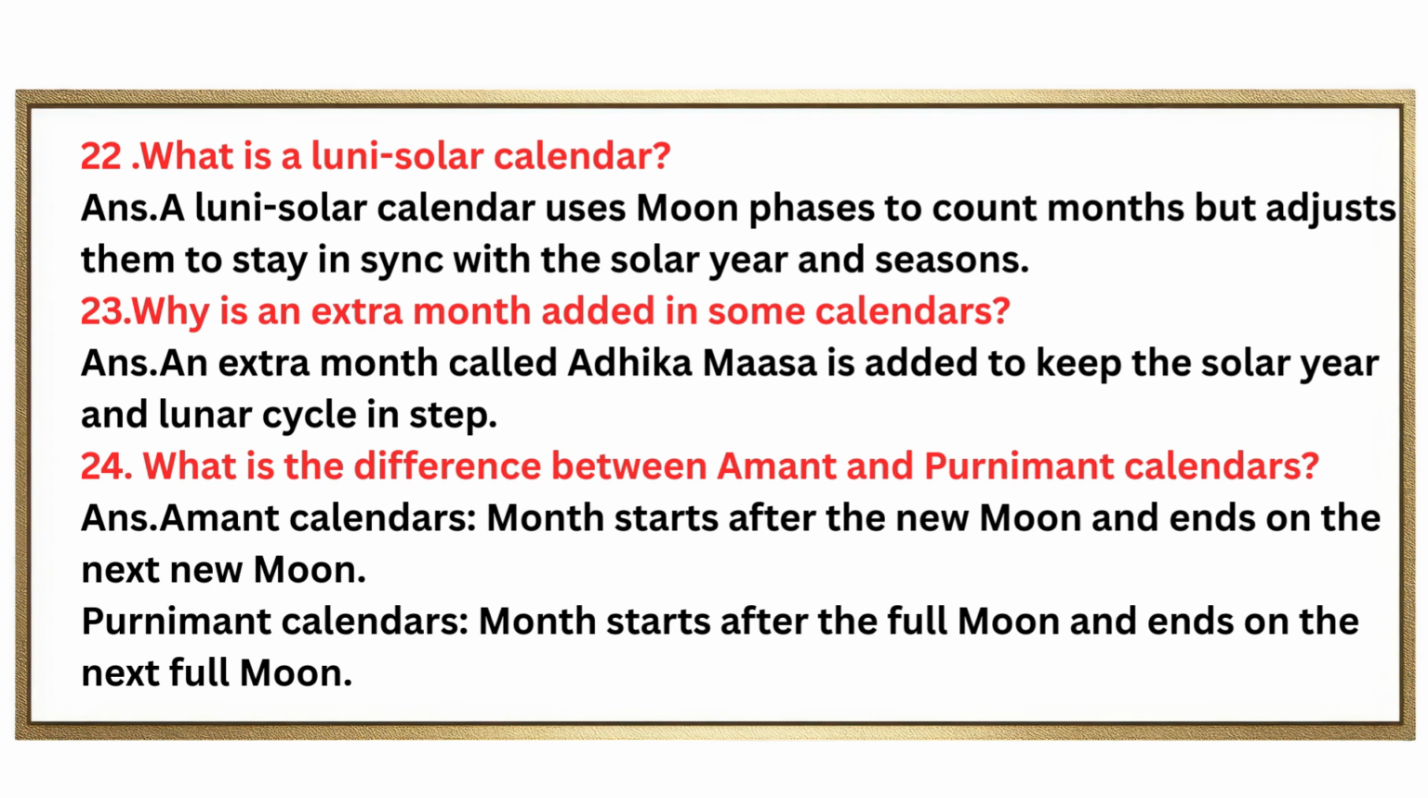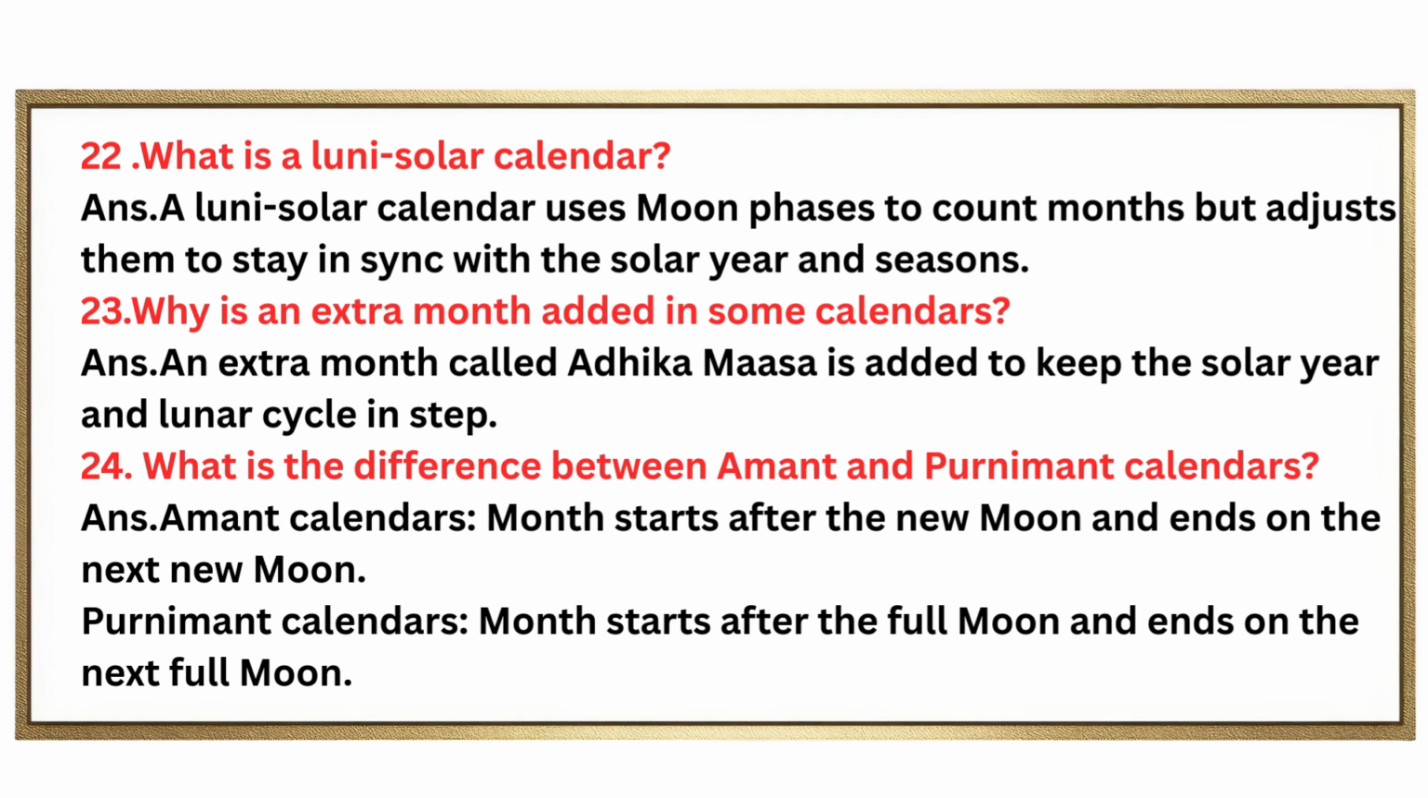Question number 22. What is lunisolar calendar? Answer. A lunisolar calendar uses moon phases to count months but adjusts them to stay synchronized with the solar year and season. Question number 23. Why is an extra month added in some calendars? Answer. An extra month called Adhika Masa is added to keep the solar year and lunar cycle in step.